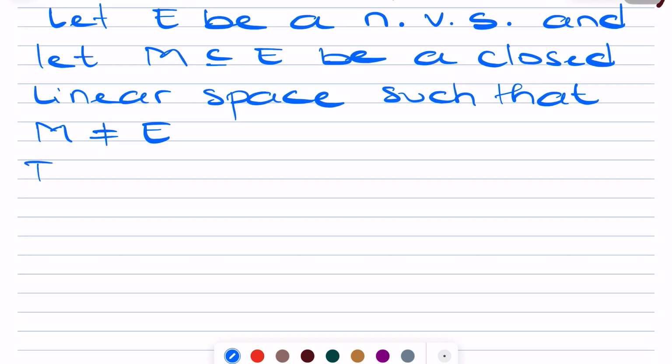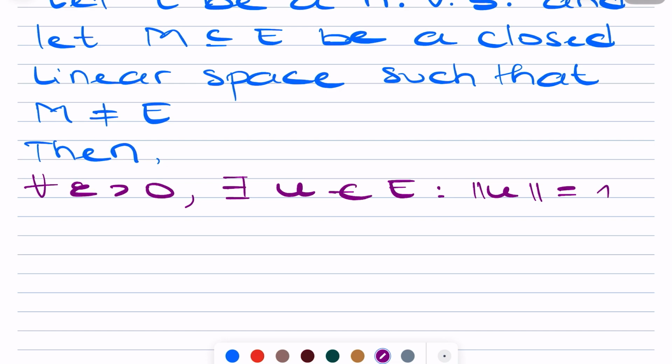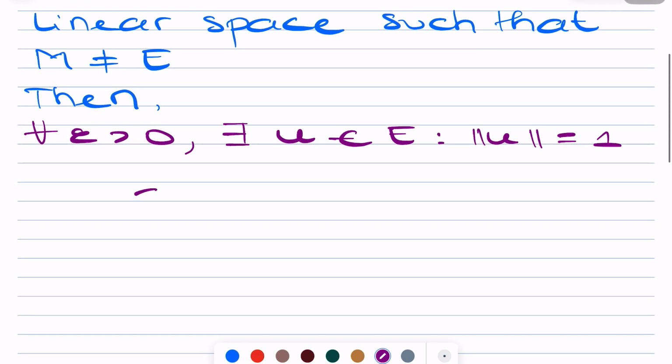Then, this is the conclusion. For every epsilon positive, there exists u in E with norm 1, such that the distance of u to M is greater or equal than 1 minus epsilon.